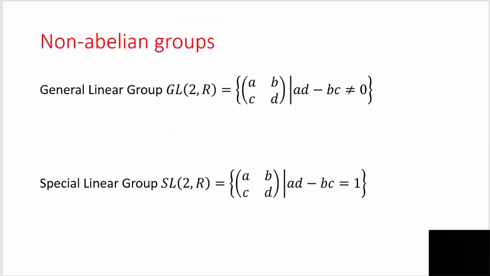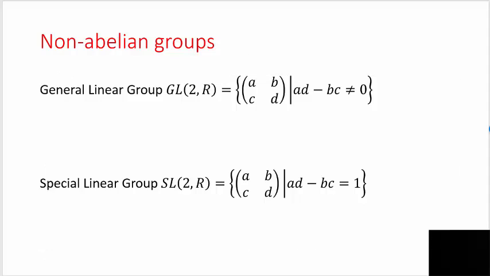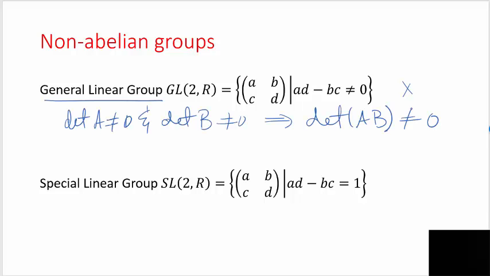For non-abelian groups, we have looked at the general linear group, GL2R, that is the 2 by 2 matrices with real entries with determinant not 0. Those form a group under matrix multiplication. And of course, it is not an abelian group. Now, the special linear group, that's a subset of GL2R, and it is the set of all 2 by 2 matrices where the determinant is equal to 1. And it's easy to argue for closure there too.